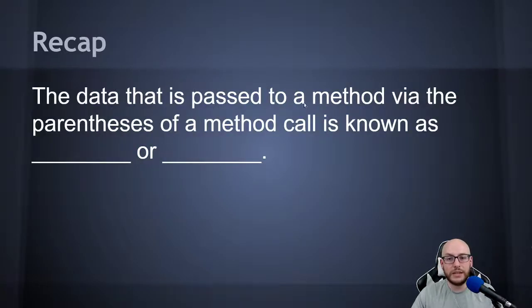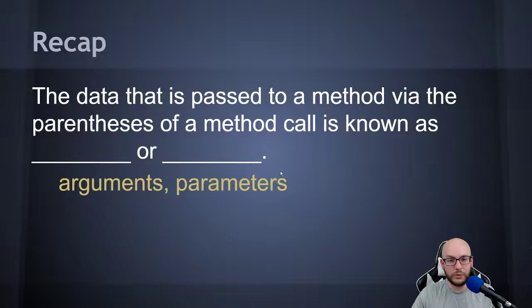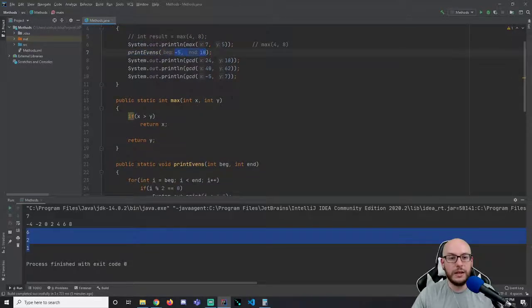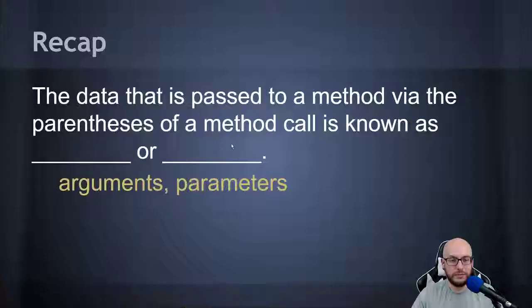The data that is passed to a method via the parentheses of a method call is known as a blank or blank. Arguments or parameters. I touched on this. Most people, when we're looking at the method call, we refer to these as arguments. When we look at the method definition, we refer to them as parameters. The words are interchangeable.